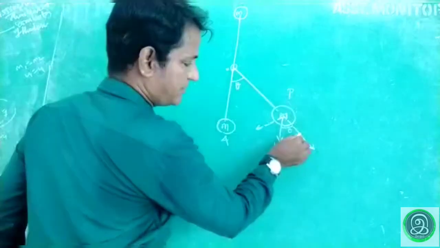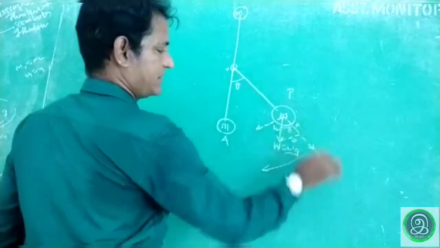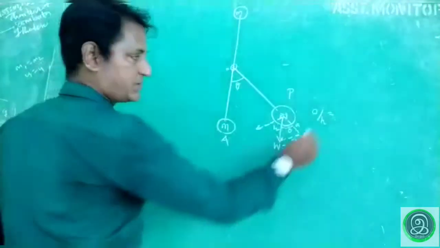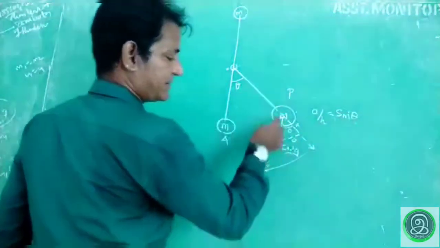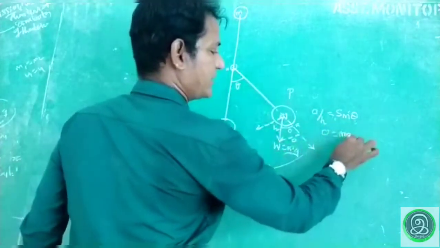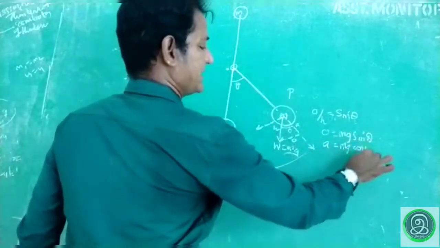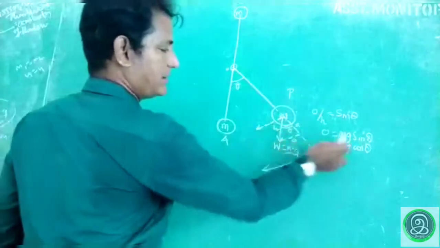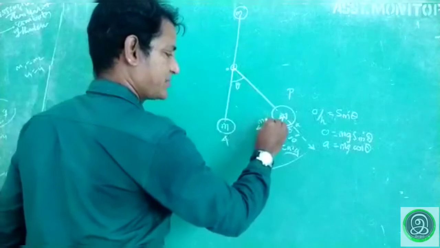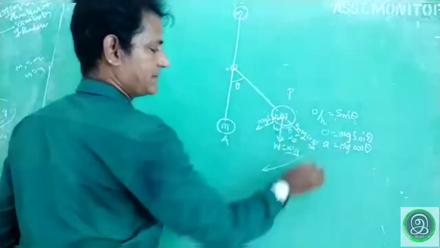So I am going to drop a perpendicular line from here. This is opposite side, hypotenuse, adjacent. So we know that opposite by hypotenuse is equal to sine theta. The hypotenuse side is W equal to mg. So opposite is equal to mg sine theta. Certainly adjacent is equal to mg cos theta. Here this opposite side is parallel to this horizontal direction. So this is mg sine theta and this is mg cos theta.